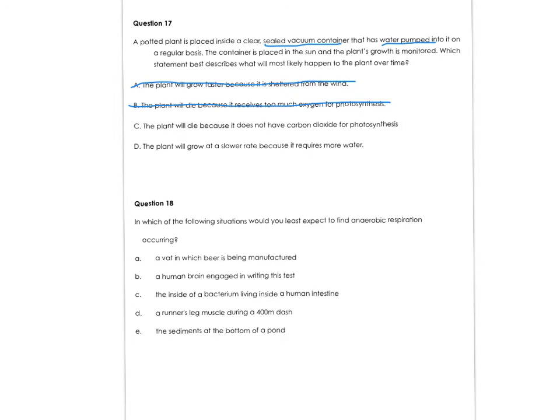The plant will die because it does not have carbon dioxide for photosynthesis, and this is the best answer, right? It is not receiving gases because it is in a vacuum. And so therefore it's not receiving carbon dioxide necessary for photosynthesis. That's the best answer.